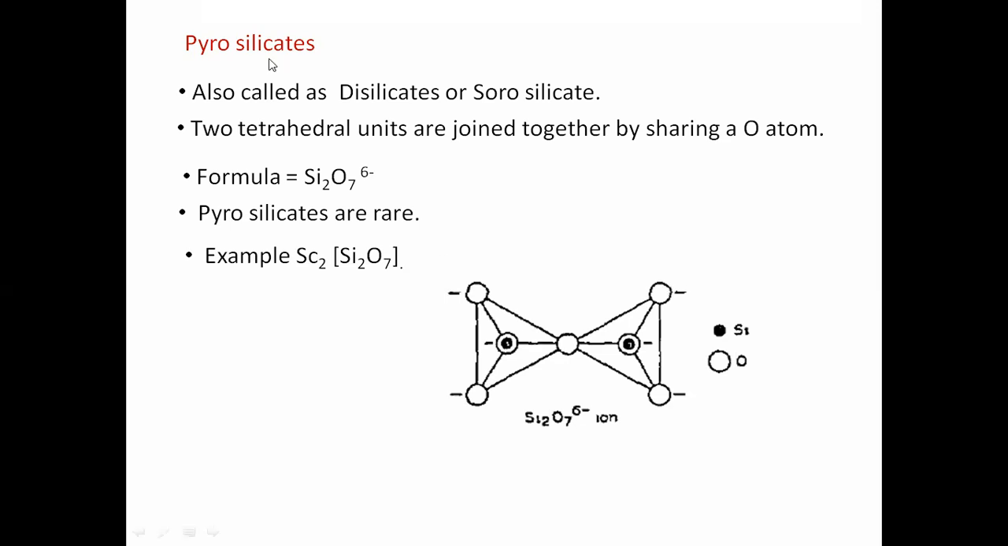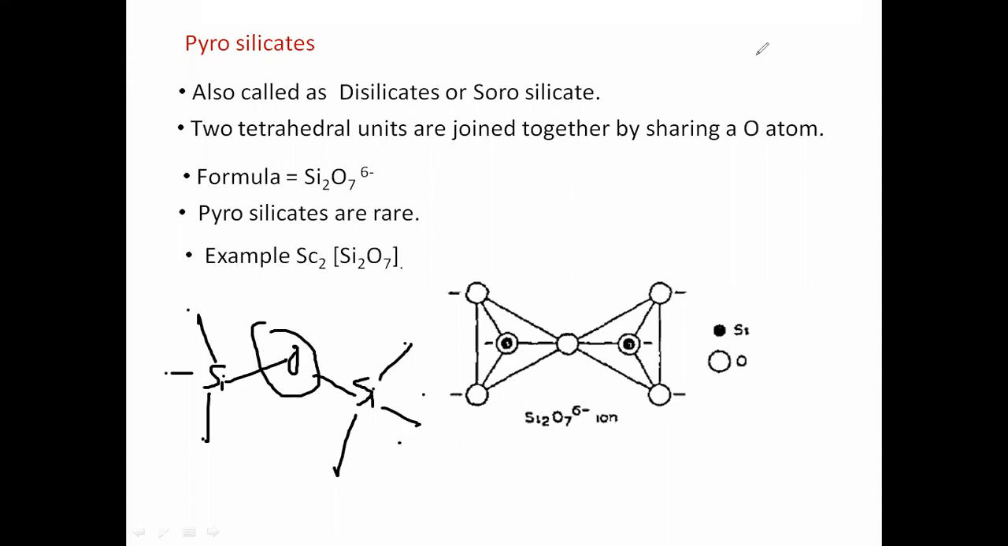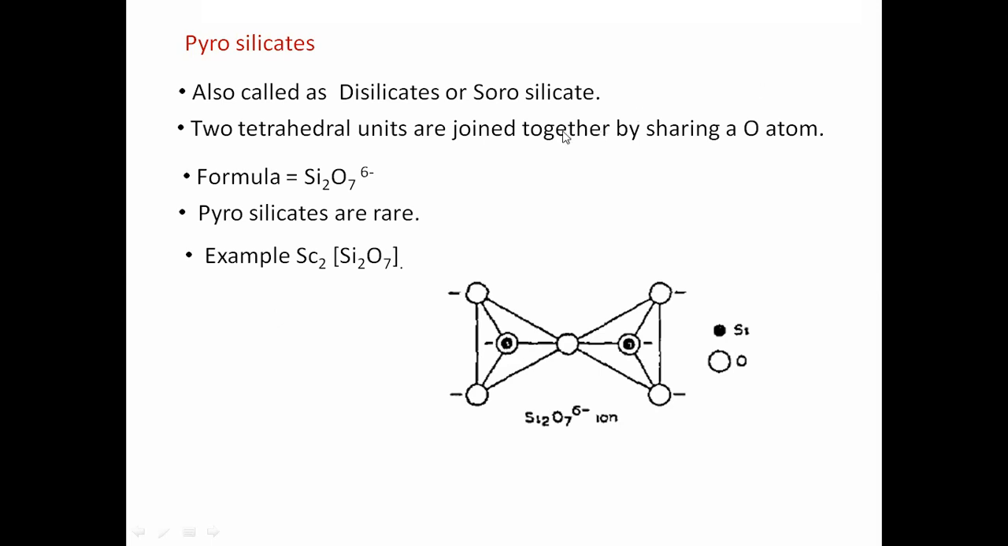So how will you write the structure of pyrosilicate? Very easy. You write silicon and mention one central common oxygen, and then one oxygen, second, third on each side: 1, 2, 3. O minus, O minus, O minus, O minus, O minus, O minus. So there are 6 minus charges. Remember, the central oxygen will not have any negative charge because its valence is fulfilled. This is the pyrosilicate. So we have discussed two silicates here: pyrosilicates and the simple silicate, the orthosilicate.